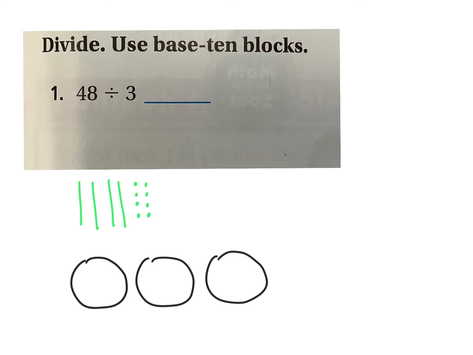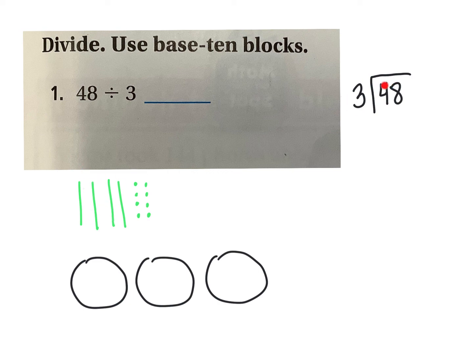Here's how it looks using the algorithm. So it says 48 divided by 3. 48 is what's being split up. What's being split up goes into the house, divided by 3. Okay. I'm going to just focus on my base 10 blocks.